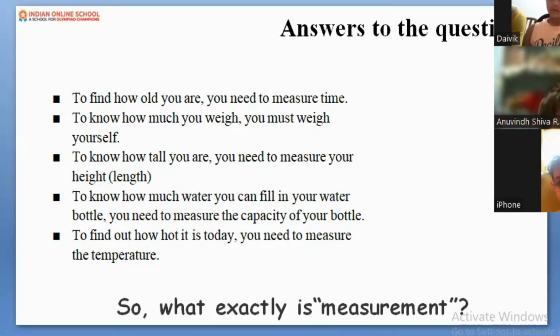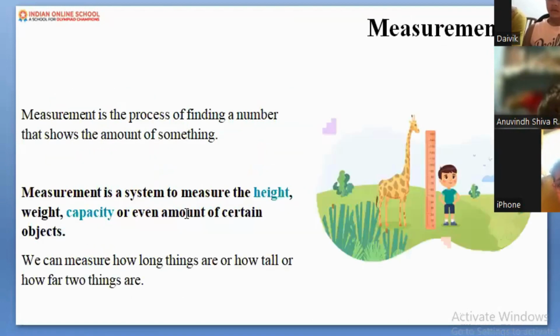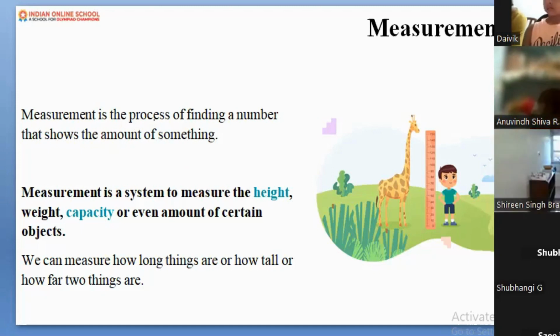All these things we can conclude as a type of measurement. Got it? So now what actually is measurement? Measurement is the process of finding a number that shows the amount of something, representing a certain amount, like certain length, certain weight, certain height, certain capacity. That particular number is known as the measurement. So measurement is a system to measure the height, the weight, the capacity, or even the amount of certain objects. Understood?